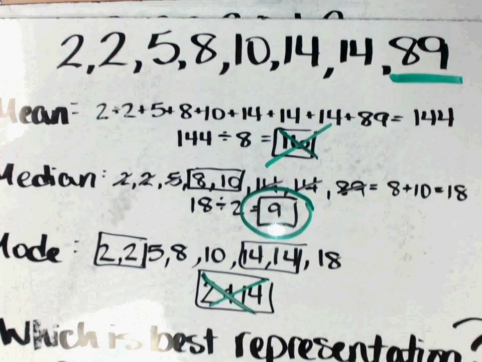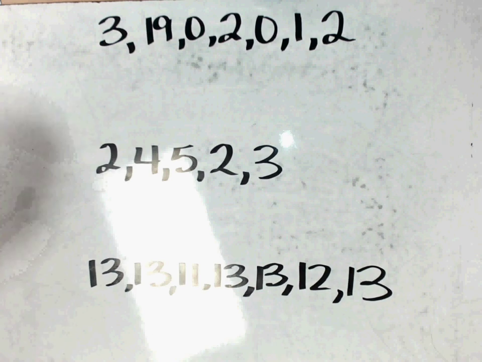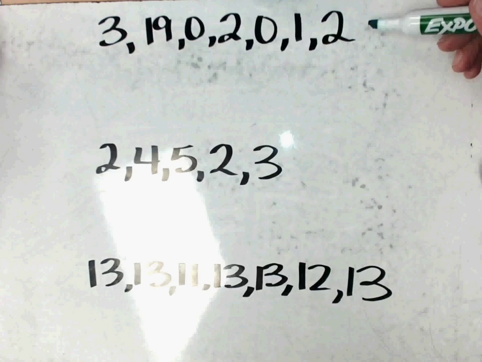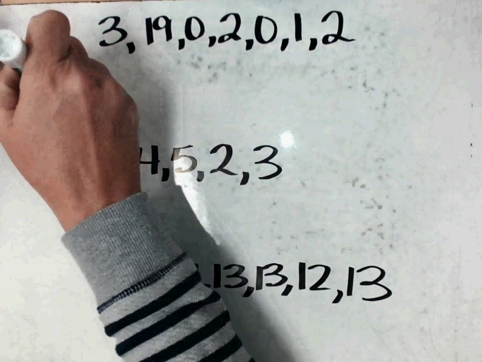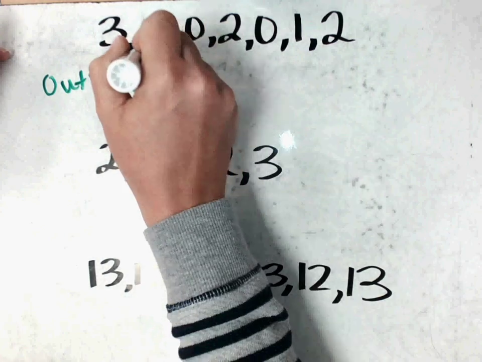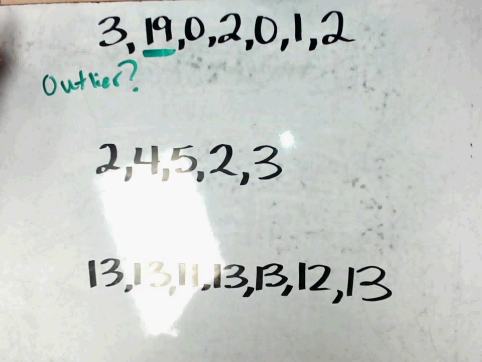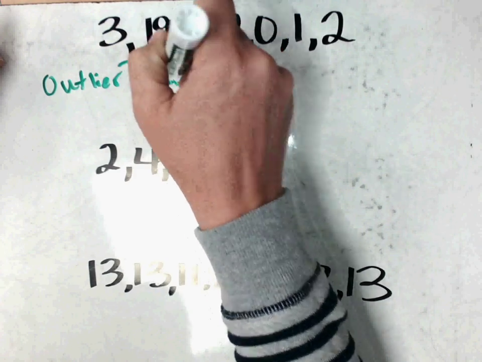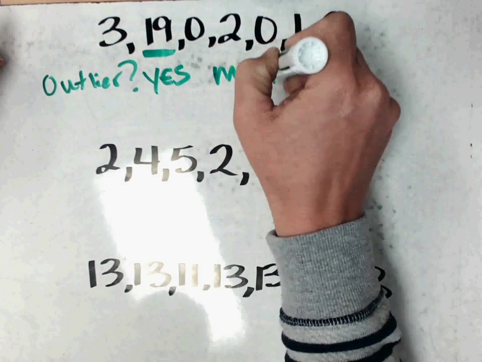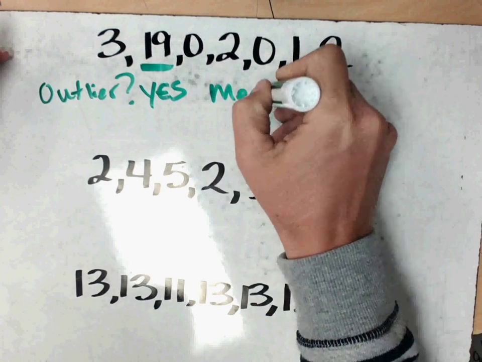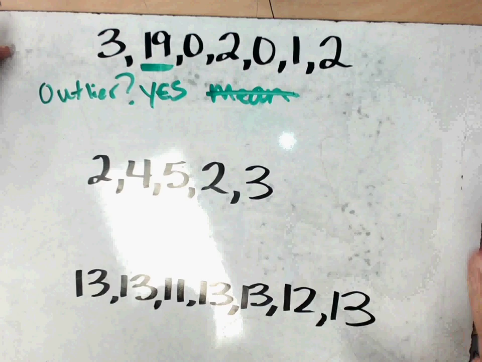Let's look at a couple more examples. 3, 9, 0, 2, 0, 1, and 2. Is there an outlier? Remember, the first thing we want to do is look for an outlier. Is there an outlier in our set of data? Yes, there is. 19 is way bigger than the rest of those numbers. The rest of them are 0, 1, 2, and 3. Okay, so if there is an outlier, then we do not want to use the mean. The mean would not be a good representation because we have an outlier.